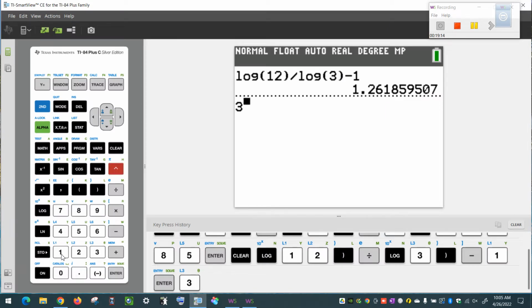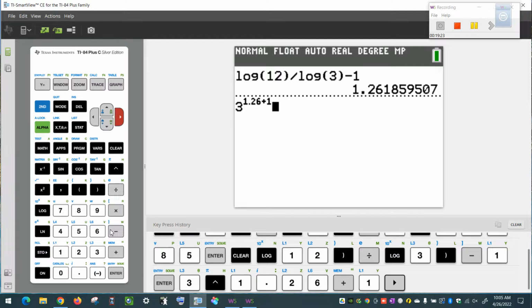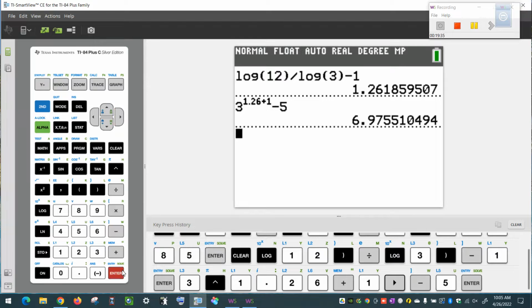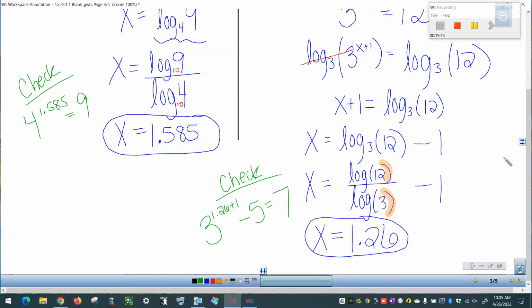So I'm going to do 3 raised up to the power of 1.26 plus 1. So notice I'm keeping that up in the exponent. If your calculator doesn't look like mine, you might want to just type in 3 raised up to the power of 2.26. Just combine that together for the exponent part. And I'm going to bring it down to regular size. When I subtract 5, it's a little bit off from 7 because we rounded our x value answer, but notice how it's very close. It's essentially equal to 7.